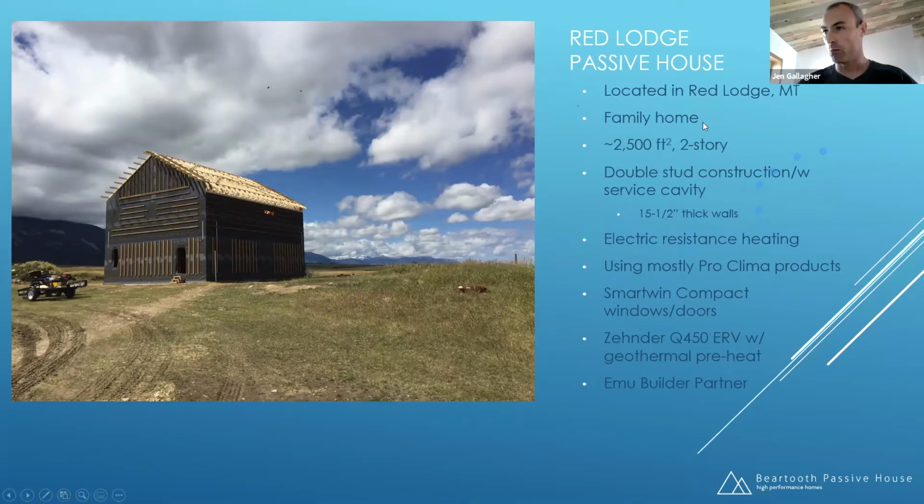It is our family home, right? We're 2,500 square feet, give or take, 2-story rectangle. It's not the fanciest looking shape, but I'd never built a house before, so I wanted something that would be relatively easy to do. Our construction for our wall assembly, double stud construction with service cavity. So we've got 15.5-inch thick walls. We'll cover that in a little bit more.